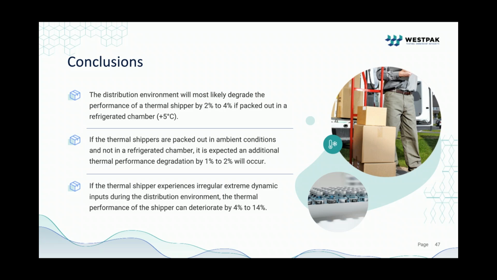But then if the shipper experiences some type of irregular, extreme dynamic inputs during distribution, like some crazy drops, then it could deteriorate by 4 to 14%. And although we're not talking about days, we're talking about hours, that's the difference between the early AM delivery versus the anytime delivery for next day.